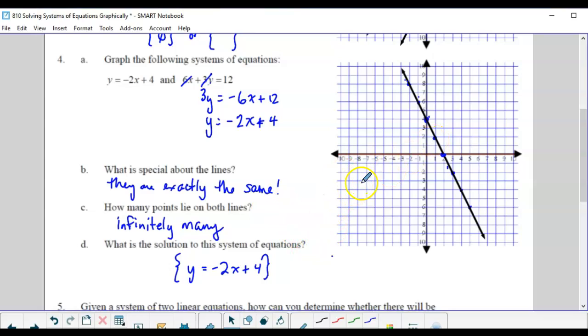So we call these parallel and coincident. Remember that the prefix co means together. Incident means on the same, touching each other.